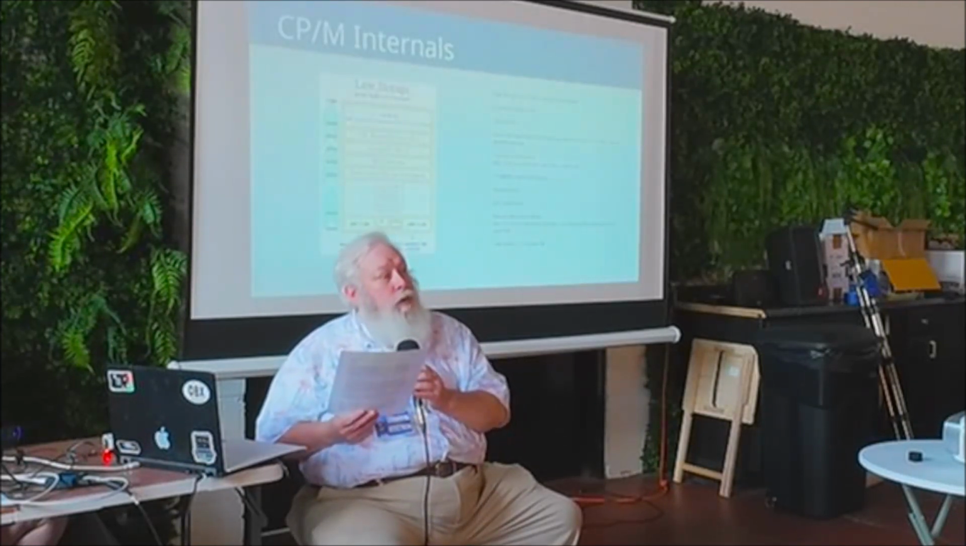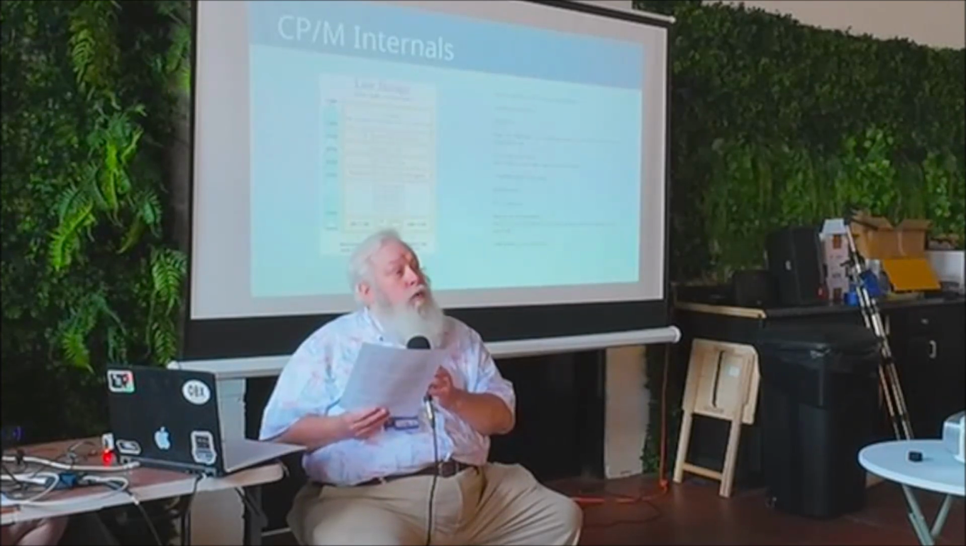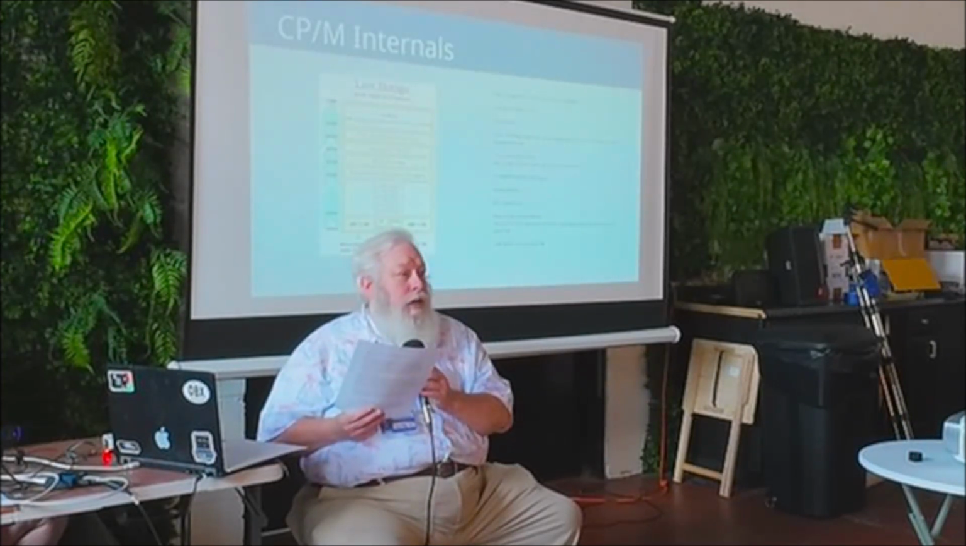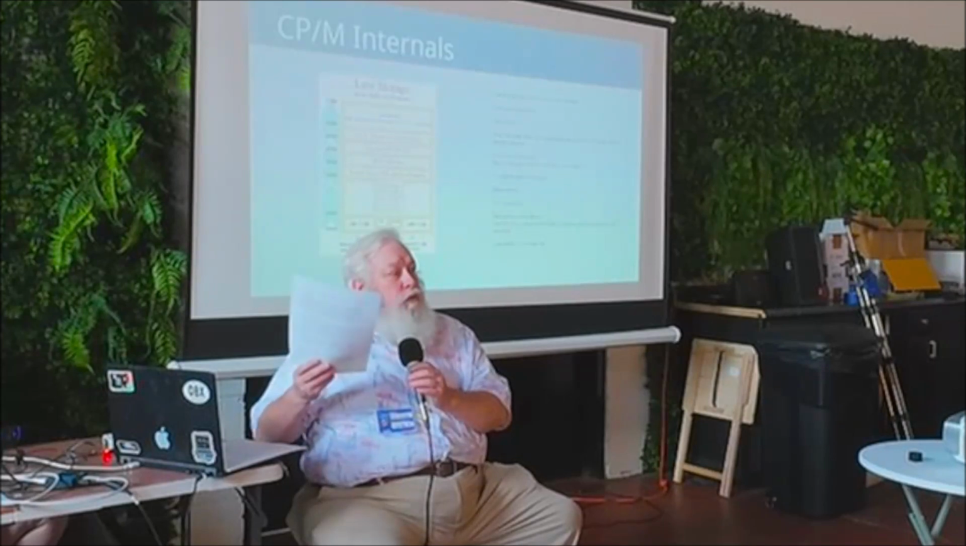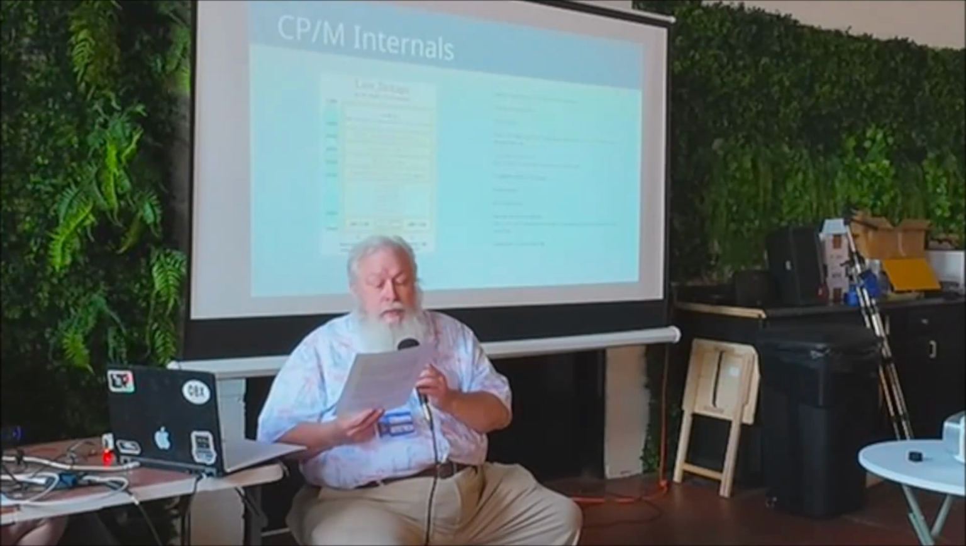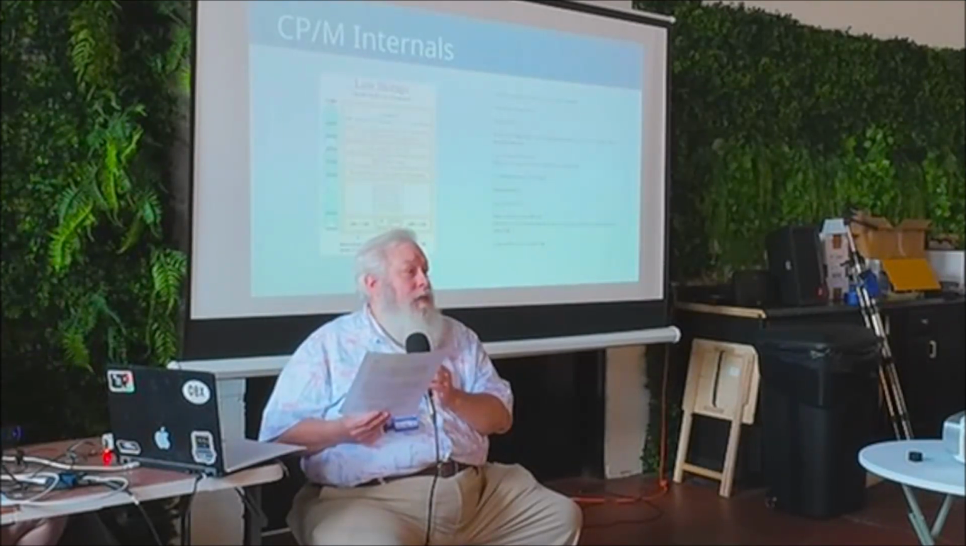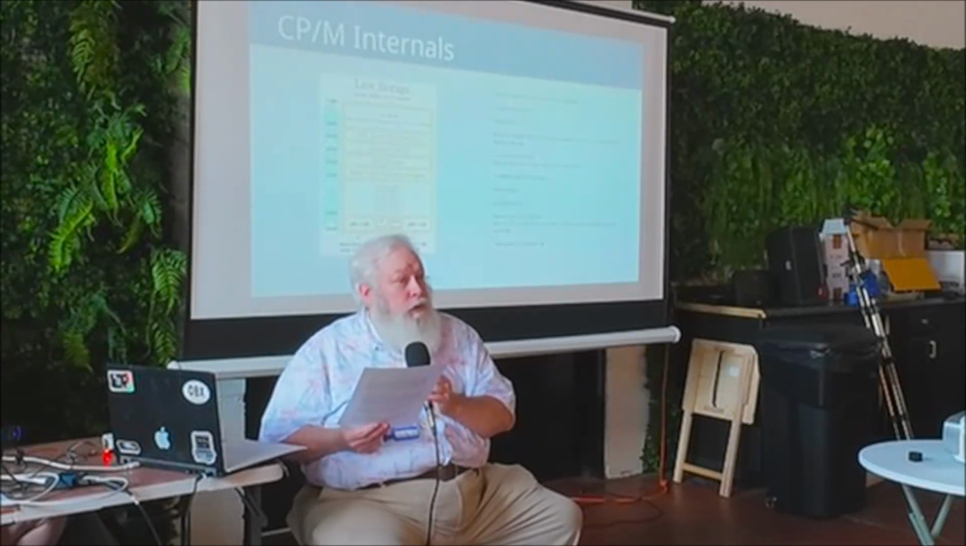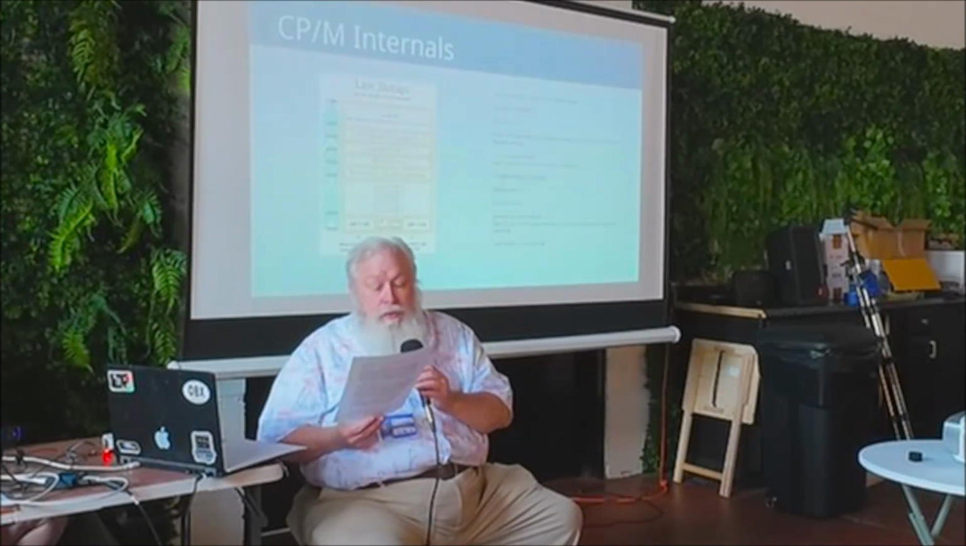And then the I/O byte describes how your peripherals are set up. What is your punch? What is your reader? What is your console? What is your printer? And that maps those logical names to physical devices. And then the disk byte says, what's my current disk and what's my current user? And then the BDOS system call vector.